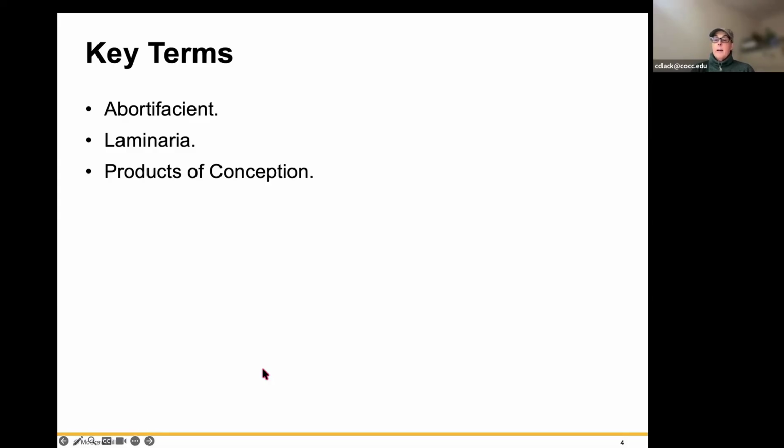Laminaria is a type of cervical dilator which is often made from dried seaweed, used to dilate the cervix. It absorbs moisture and expands gradually. You may see it used prior to certain OB procedures, and it can matter because it reflects cervical dilation. And that may be associated with a device left in place temporarily.